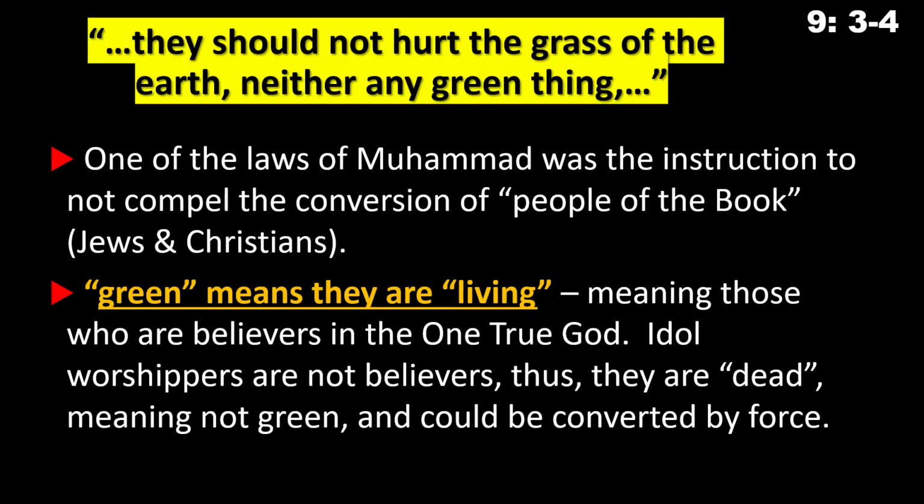Next, the clause, "They should not hurt the grass of the earth, neither any green thing." One of the laws of Muhammad was the instruction to not compel the conversion of people of the book, that's Jews and Christians. In verse 4, Revelation once again warns the powers to not hurt the grass, any tree, or any green thing. Green means they are living, meaning those who are believers in the one true God. Idol worshippers are not believers, thus not green, and could be converted.